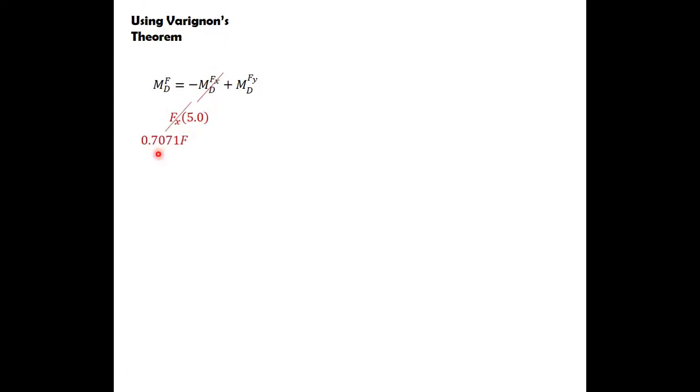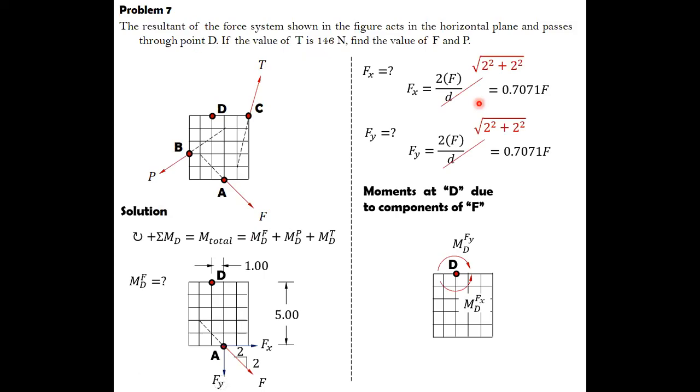So this is equivalent to 0.7071 F. And then let us substitute the moment we obtained by focusing on the y component. So again, that is equivalent to Fy multiplied by the moment arm, which is 1. So Fy is also equivalent to Fx. So we substitute and simplify, since both of them can be combined as they have the same variable. So the simplified value is equivalent to negative 2.8284 F. Okay, so this is the moment generated by the inclined force F. Remember that we computed it by simply focusing on the components of the inclined force F.